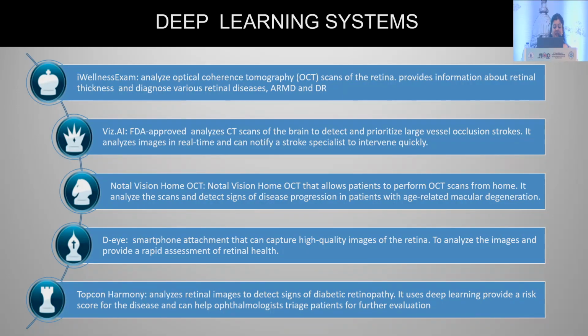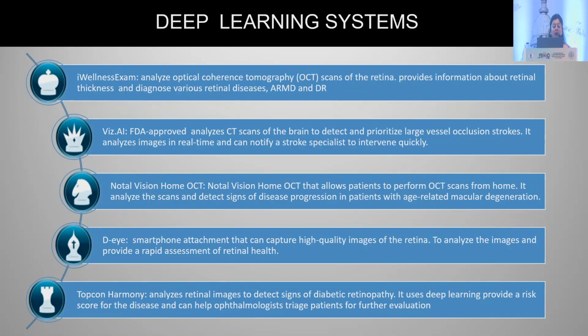Viz AI is FDA approved and analyzes CT scans of the brain to detect and prioritize large vessel occlusion strokes. It analyzes images in real time and can notify a stroke specialist to intervene quickly. Notal Vision Home OCT allows patients to perform OCT scans from home. It analyzes the scan and detects signs of disease progression in patients with ARMD. DI is a smartphone attachment that can capture high quality images of the retina and provide a rapid assessment of retinal health.